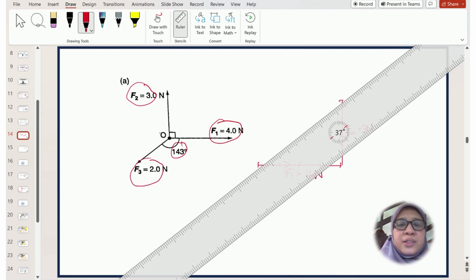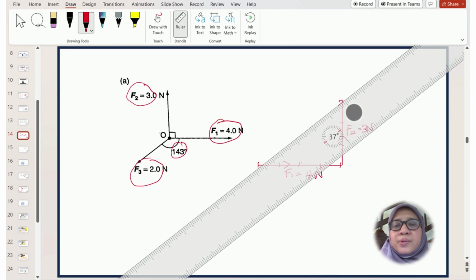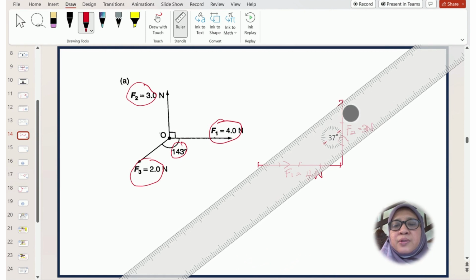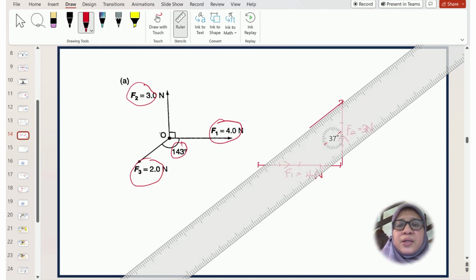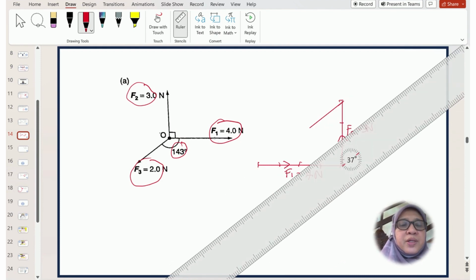2 Newton, starting from 1 centimeter and then 2 centimeter. So that will be F3 equals 2 Newton.